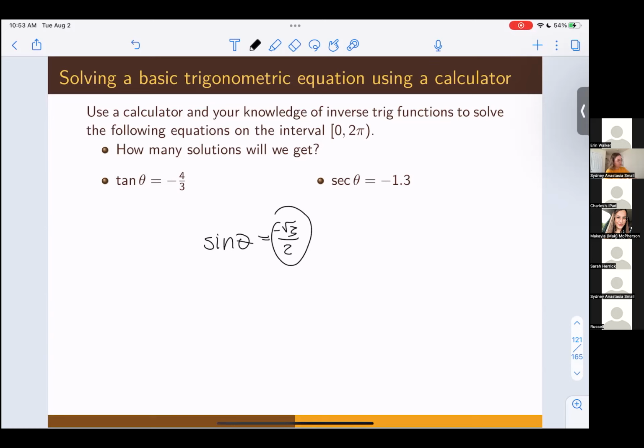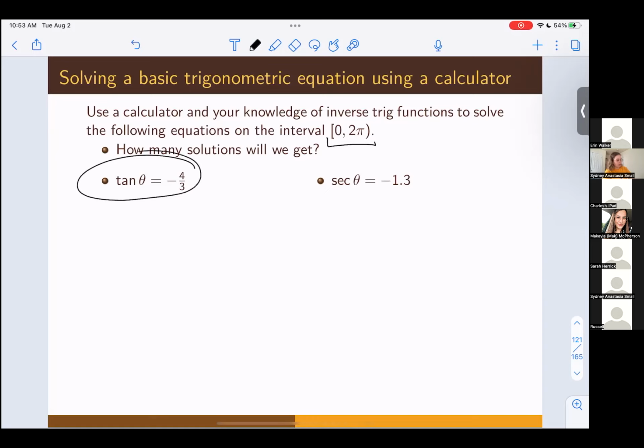It would be fine. However, how do we deal with it when we have unfamiliar things that are not nice output values or x and y values on our unit circle, like negative 1.3 and negative 4/3? Well, that's how we have to use the inverse function. And these are a little bit trickier than they look, and we'll see why. So I want to solve these equations on the interval 0 to 2 pi. I want all of the solutions. Let's start with this one.